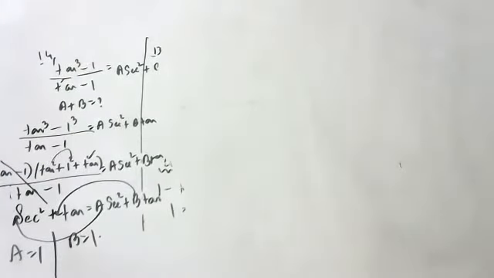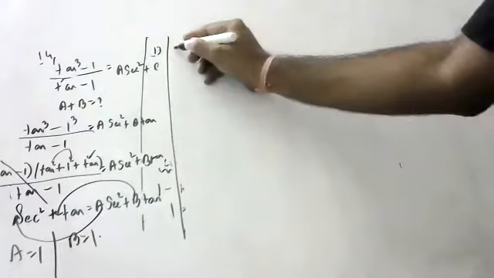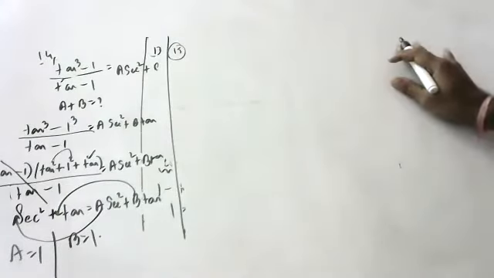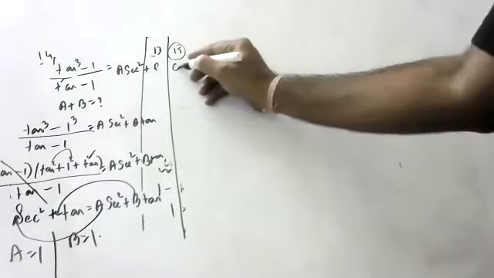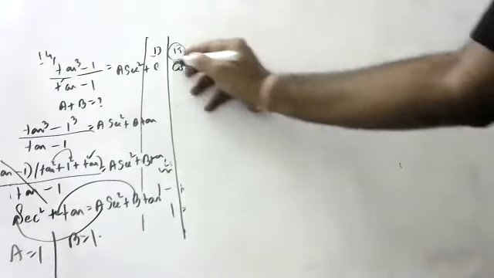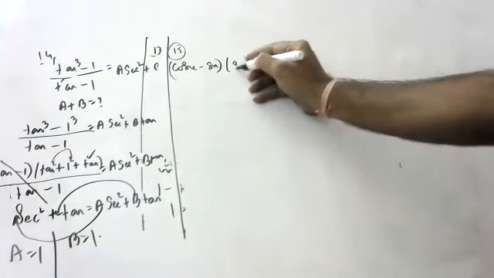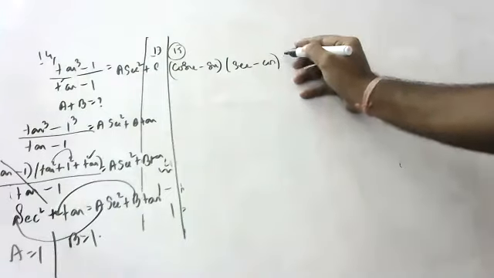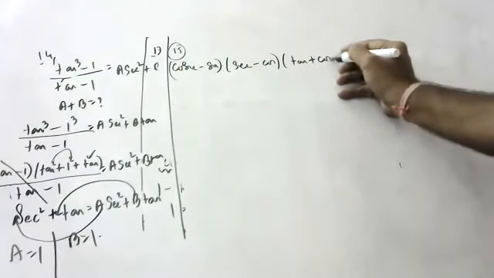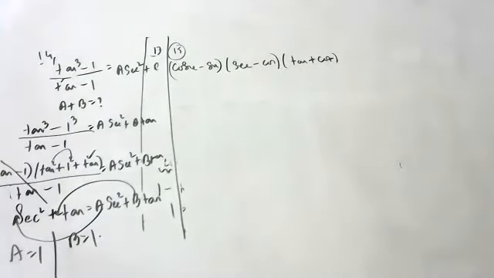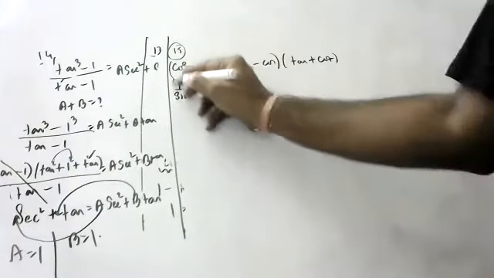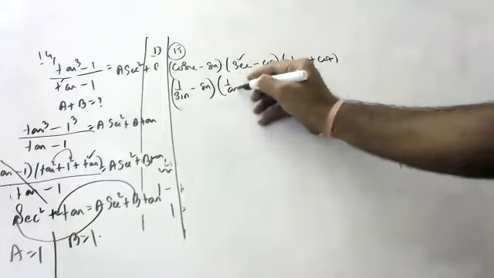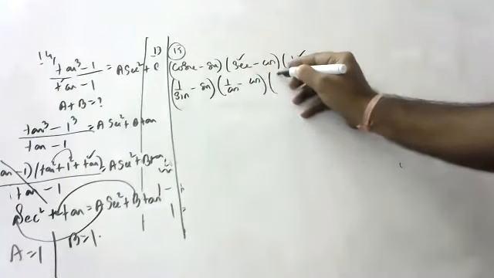Hope you are enjoying the sums, children. Very easy sums. Next question, the 15th question. What is the value of (cosecant minus sine) into (secant minus cos) into (tan plus cot)? Riddhi, can you help me how to do this? Cosecant is? Secant is? Tan is?